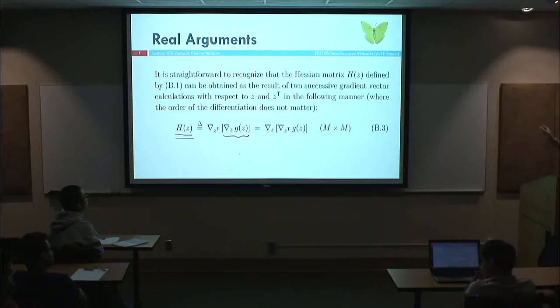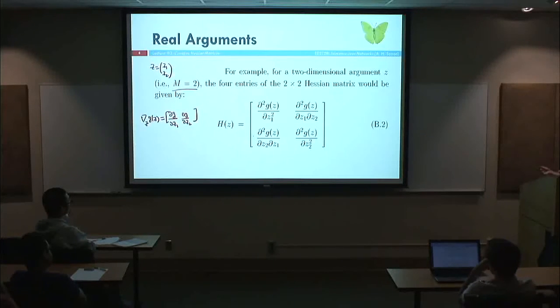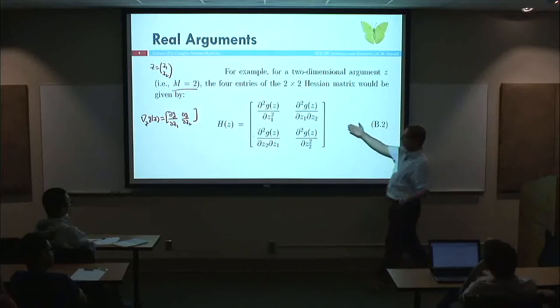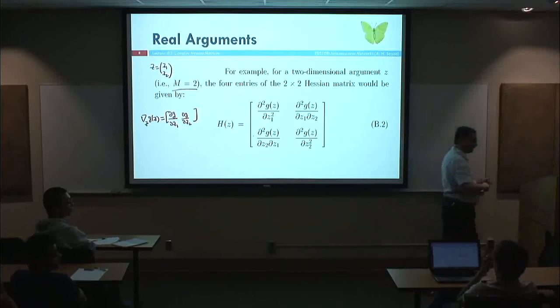You understand this? Okay, very good. That's one property, and the other property is that the Hessian matrix is always symmetric, right? Go back, look at the 2 by 2 case. This is symmetric. If you transpose it, this quantity is the same as that, right? So the Hessian matrix is symmetric. Okay.